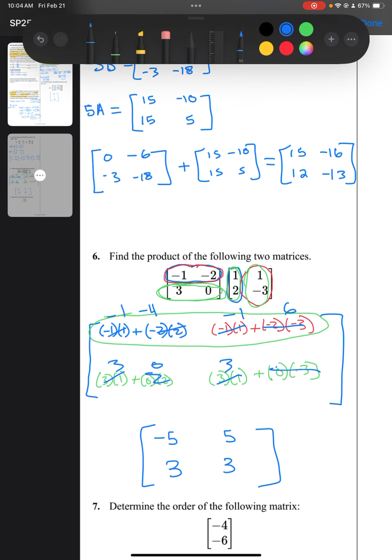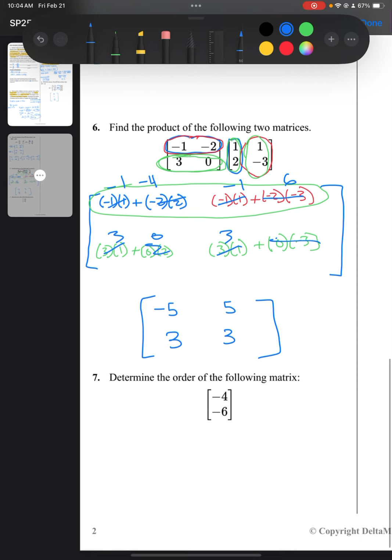So again, I highly recommend when you're doing products, please practice or have some kind of pattern that you try to remember so you don't get mixed up on which row or column you're multiplying.